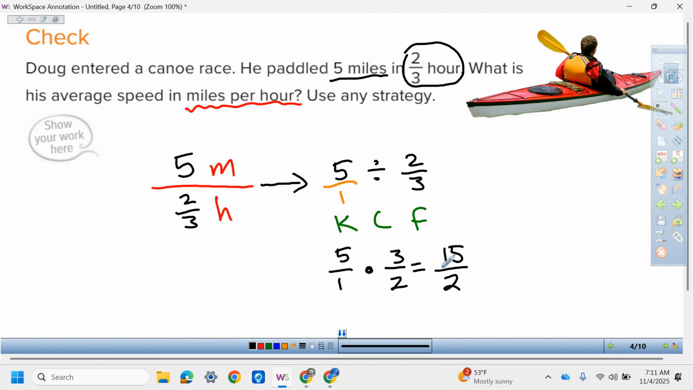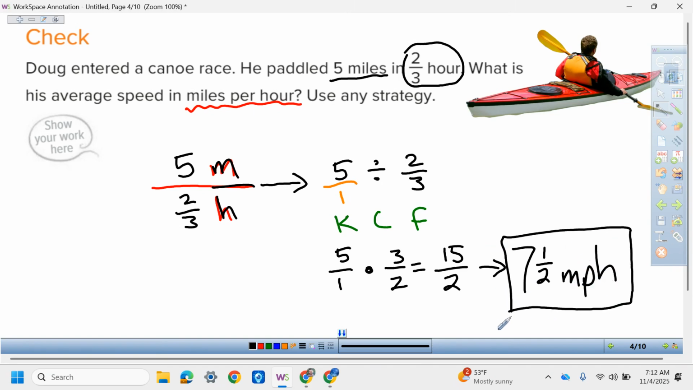Now, to answer the question, I've never heard somebody say Doug was canoeing 15 halves miles per hour. That just sounds weird. So let's go ahead and convert this back to a mixed number. So 2 goes into 15 7 times, 1 left over, and my denominator is 2. So we get an answer of 7 and 1/2, but 7.5 what? Well, let's go back to our ratio. There it is, miles per hour. So 7.5 mph. Box it up, and we're done.